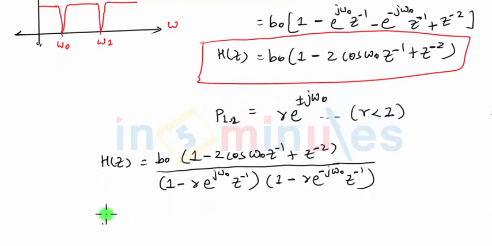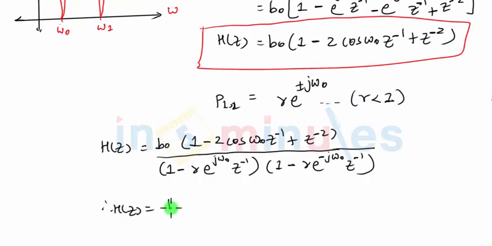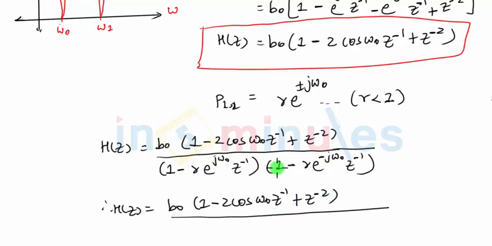And if I simplify the denominator like we did for the numerator, we get B naught into 1 minus 2 cos omega naught z inverse plus z raised to minus 2, and this gets divided by, if you expand this and simplify, 1 minus 2 R cos omega naught z inverse plus R square z raised to minus 2. So you can see the numerator and denominator are very much similar, except that the numerator does not have R because R is equal to 1, as zeros are placed on the unit circle.